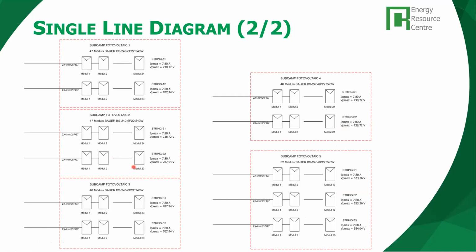These are the details of the 5 strings. This is string 1, 2, 3, 4, and 5. These are details of the engineering project. Each string, as you can see, is conveniently analyzed with the maximum expected currents and voltages per string.